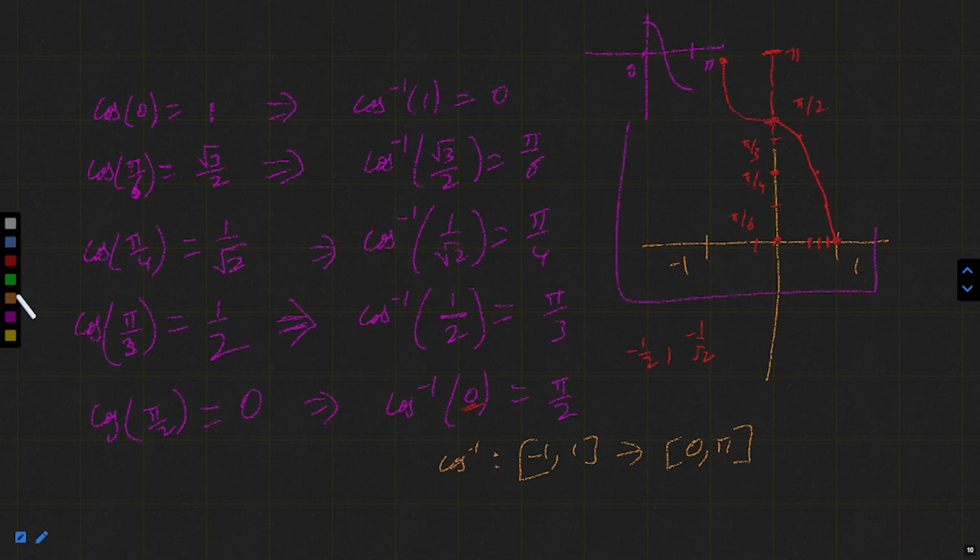If you observe, this graph looks like this, left to right, but your inverse graph looks like this. You can get the idea that your original graph is going from left to right in a decreasing manner, and the inverse graph is also coming from up to down in a decreasing manner. Up to down is decreasing, as you can see over here.